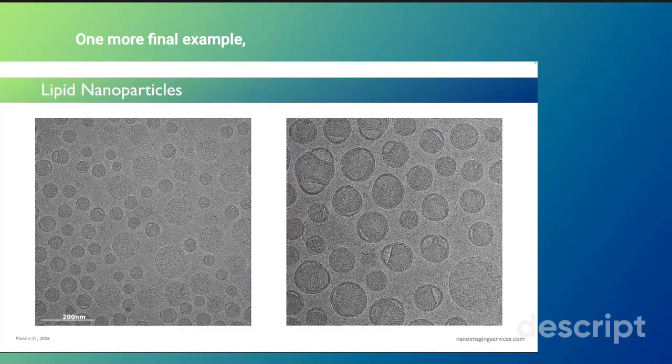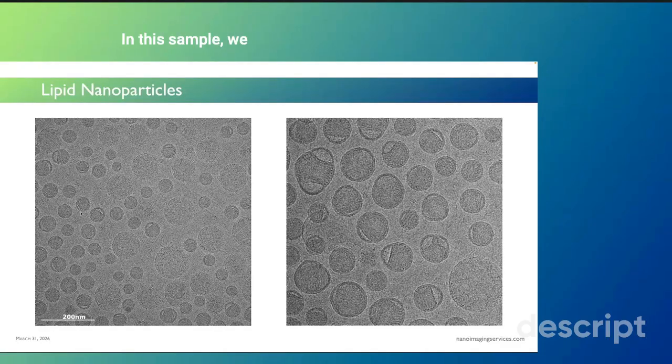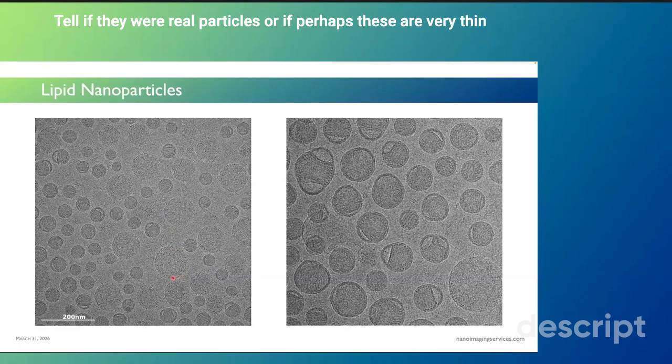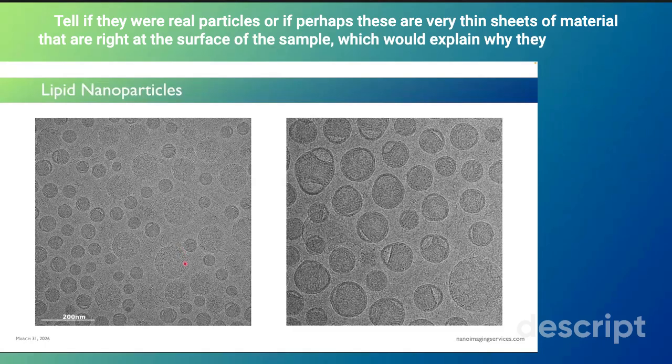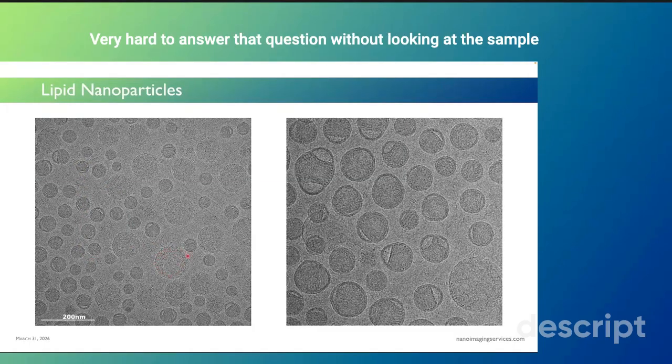One more final example, and this is another lipid nanoparticle formulation. In this sample, we were seeing these strange round particles. It was hard to tell if they were real particles or if perhaps these are very thin sheets of material that are right at the surface of the sample, which would explain why they have such a low density compared to the classical, typical LNPs that are throughout the sample. Very hard to answer that question without looking at the sample in 3D.